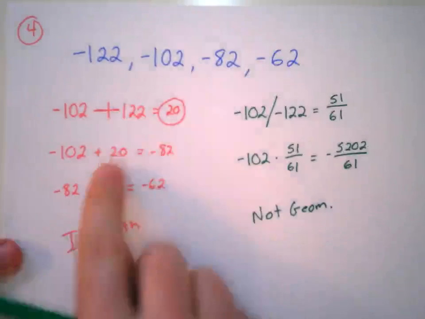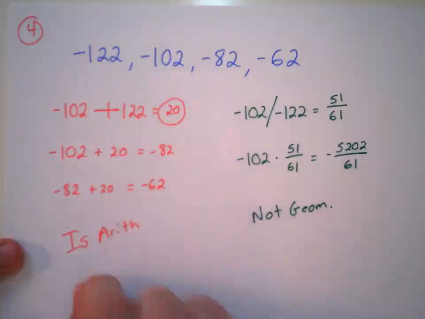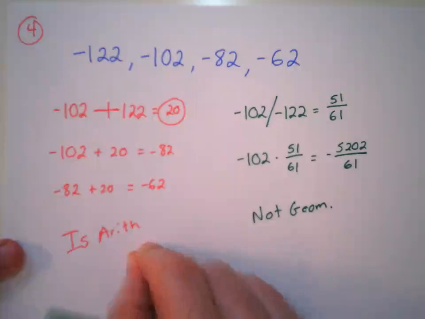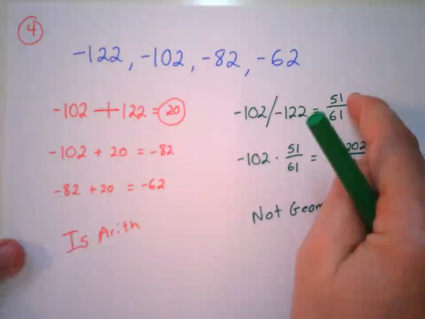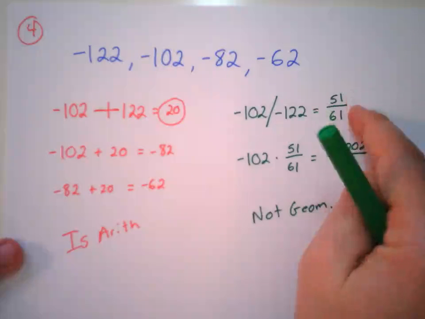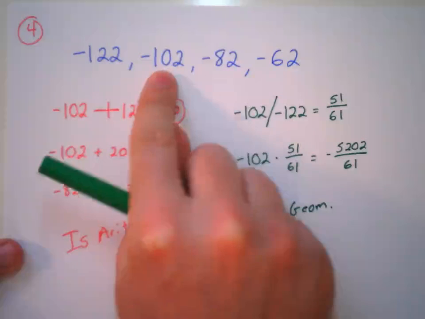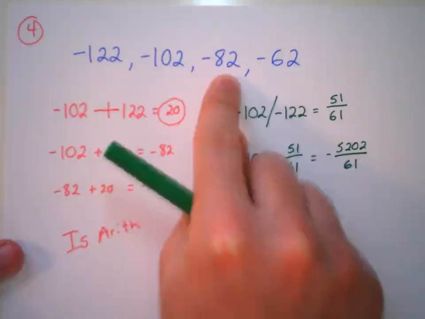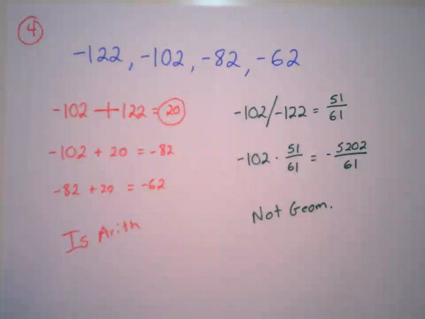We checked to see if it's arithmetic, and it went up by 20. We checked that, and it worked, so it is arithmetic. We checked to see if it was geometric, and based on the first two terms, the ratio was 51 over 61. We multiplied 51 over 61 times the second term to see if it gave us the third term, because that's what we're looking for, and it did not. So it is not geometric. So that would be how you would have answered number 4 on the quiz.